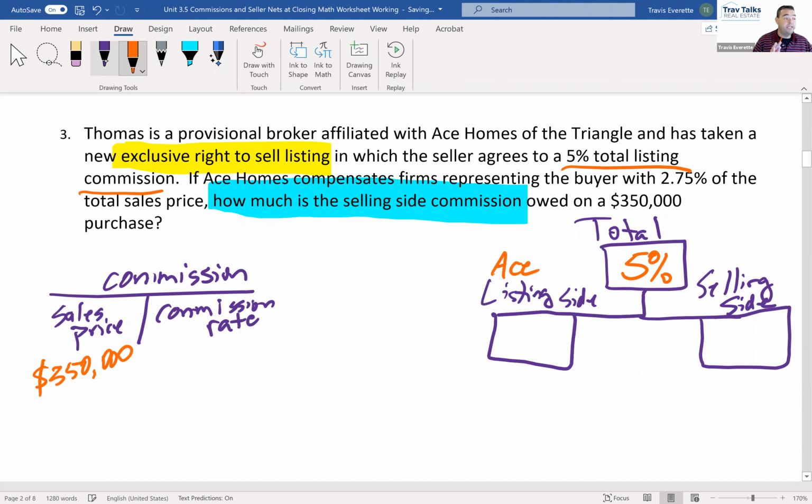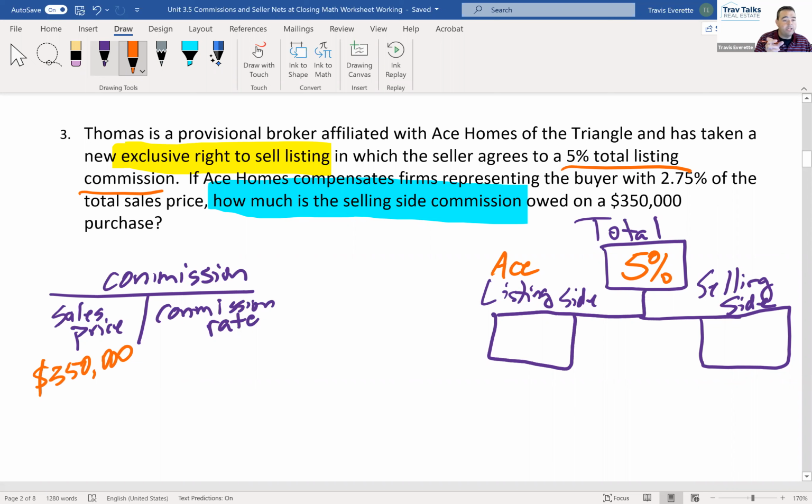So here's the real test here. Do you know that firms representing the buyer means the same thing as the selling side? You got to know that the buyer's side of the transaction is the selling side. Those ing words will get you every time. It's only the ing words that work that way. You're not looking at the beginning of the word, you're looking at the end of the word. ing, what am I doing?